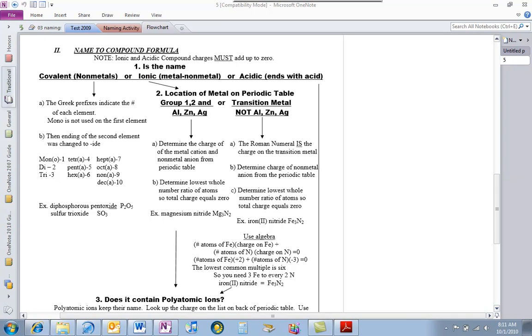Our covalents and ionics are still going to be the same rule. They're nonmetals and metals. You just have names instead of symbols. You're just going to look them up on the periodic table. Covalent is going to be kind of easy. You're going backwards. Whatever they give you, if they give you mono, you just write down 1. If they give you di, you write down 2. It's simple. It tells you exactly what to write.